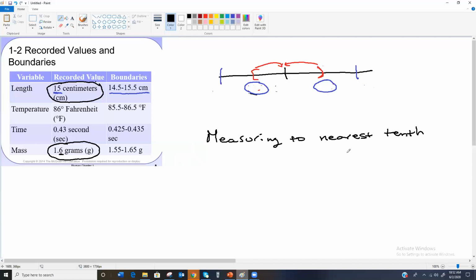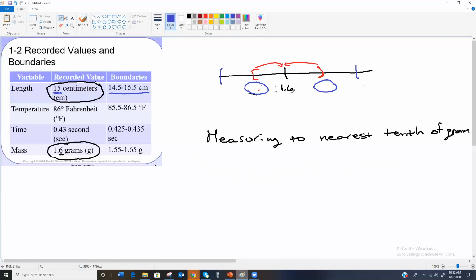Okay, so you have to know that. You have to know what's being measured, or how it's being measured. They're measuring to the nearest tenth of a gram. See if I can squeeze this in over here. So 1.6 grams is what was reported. What are the boundaries of 1.6? So I'm going to do this in a little bit different order because I think it's a little easier than the way I did it before.